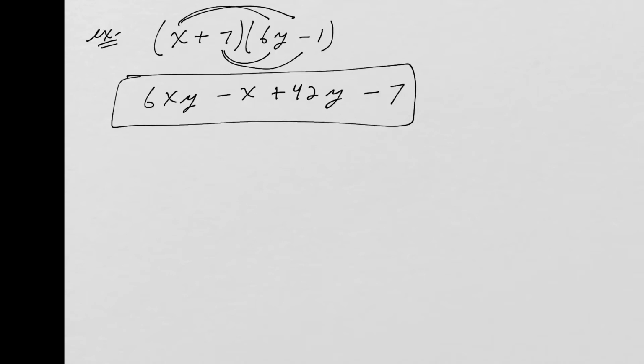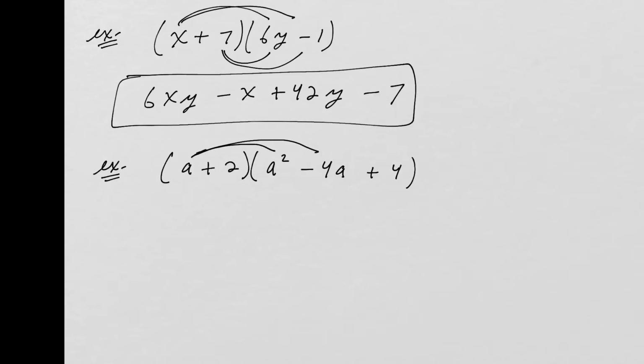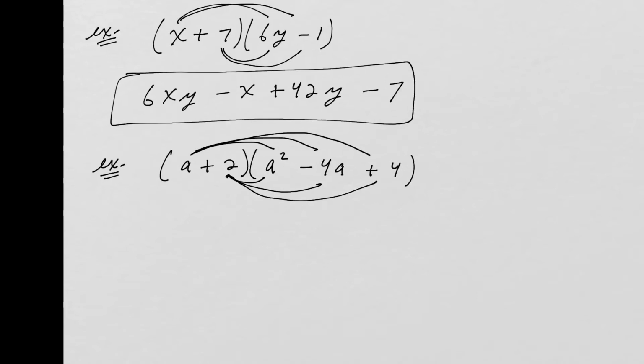Okay, let's do some examples now where we actually multiply more general polynomials. So let's say I have a plus 2 times a squared minus 4a plus 4. Okay, so again, the a, the first term in the first polynomial, needs to be multiplied by every term in the second polynomial. And then the second term in the first polynomial now needs to multiply by every term in the second polynomial. So I'm going to get 6 terms, and then I can probably simplify some, okay? So let's do this out.